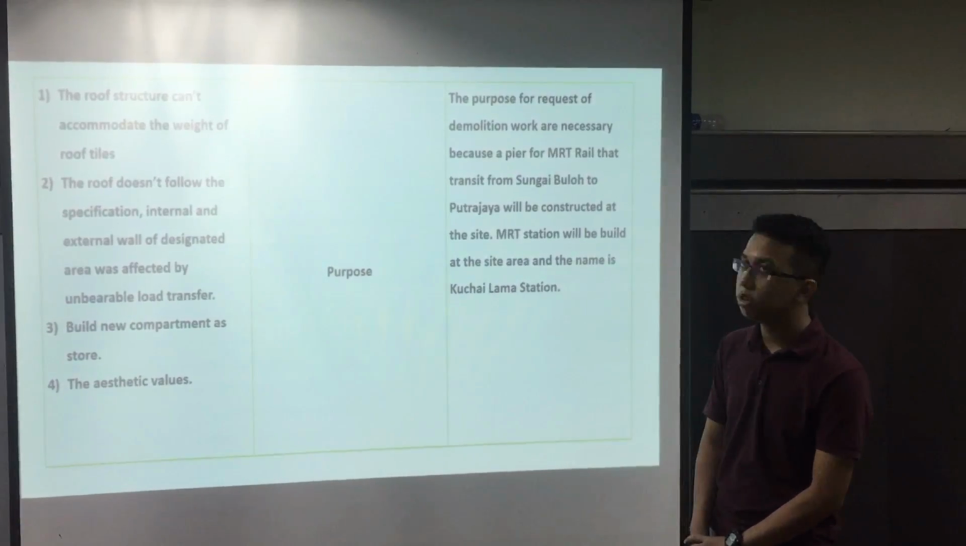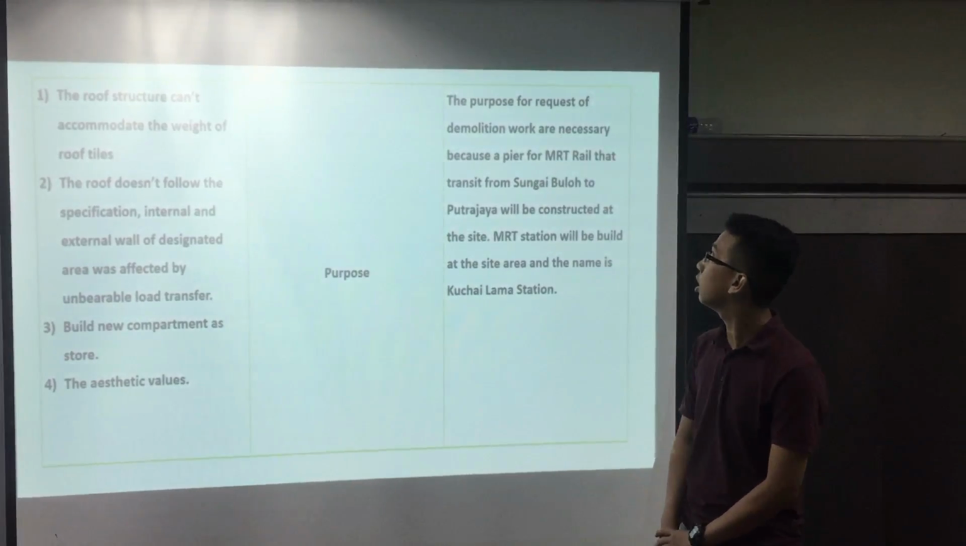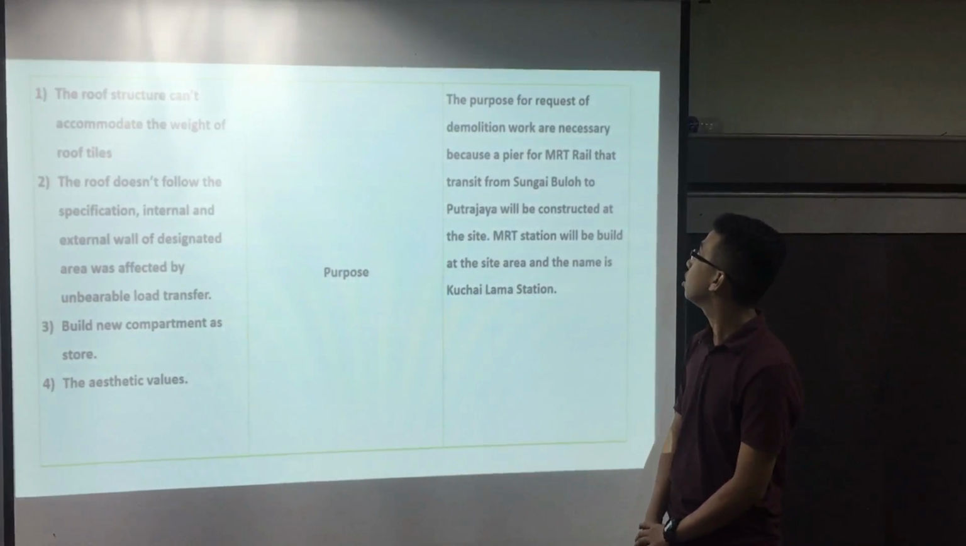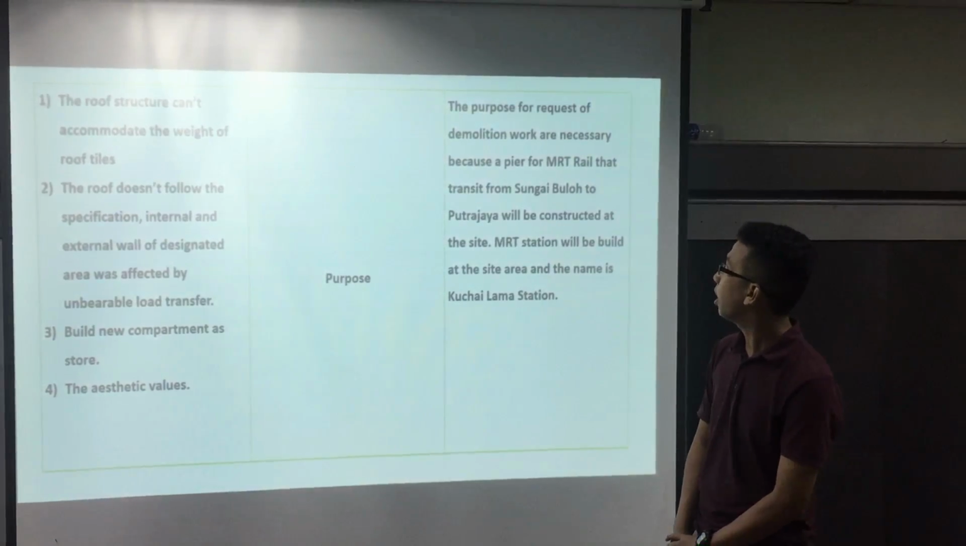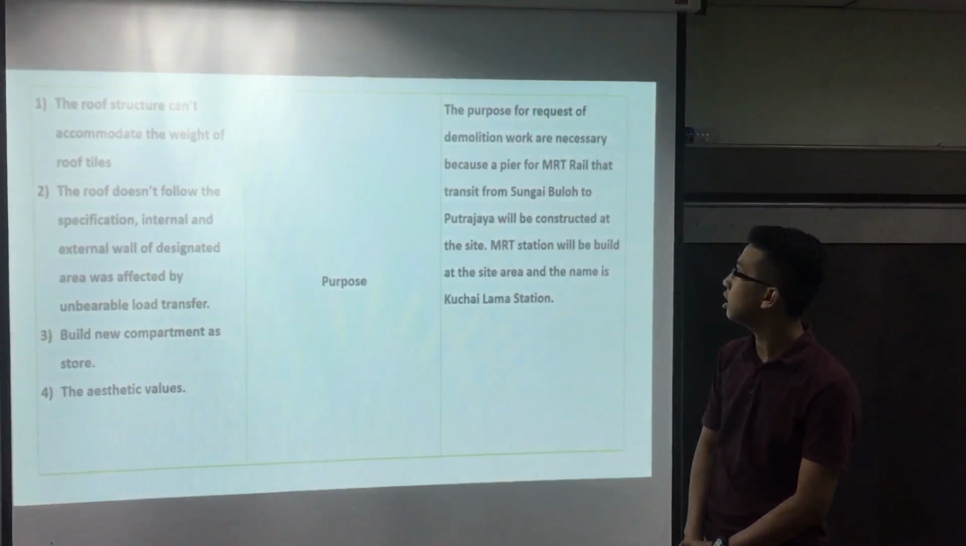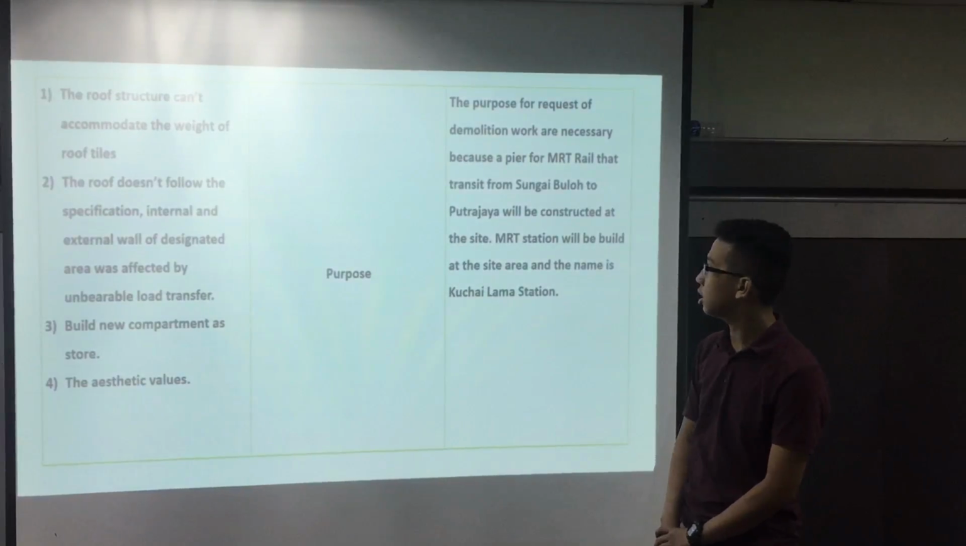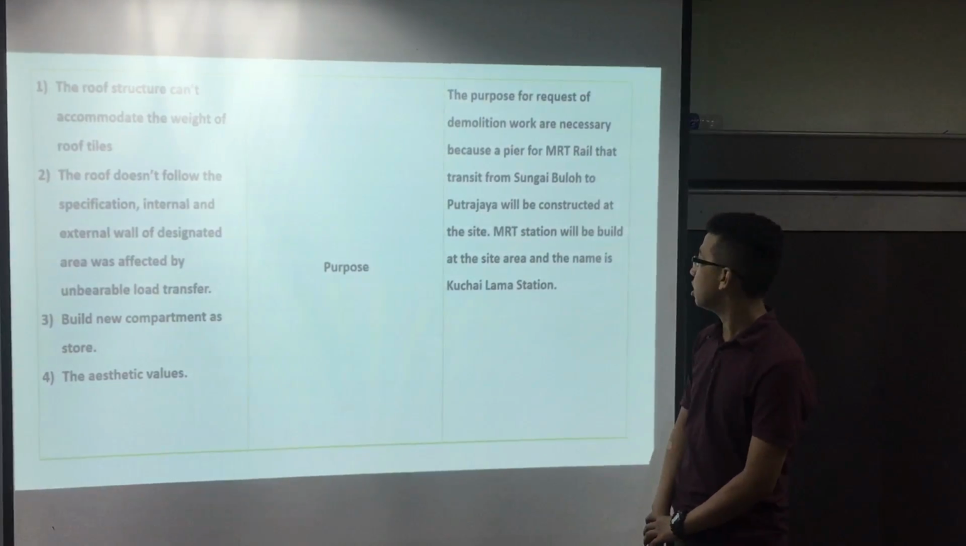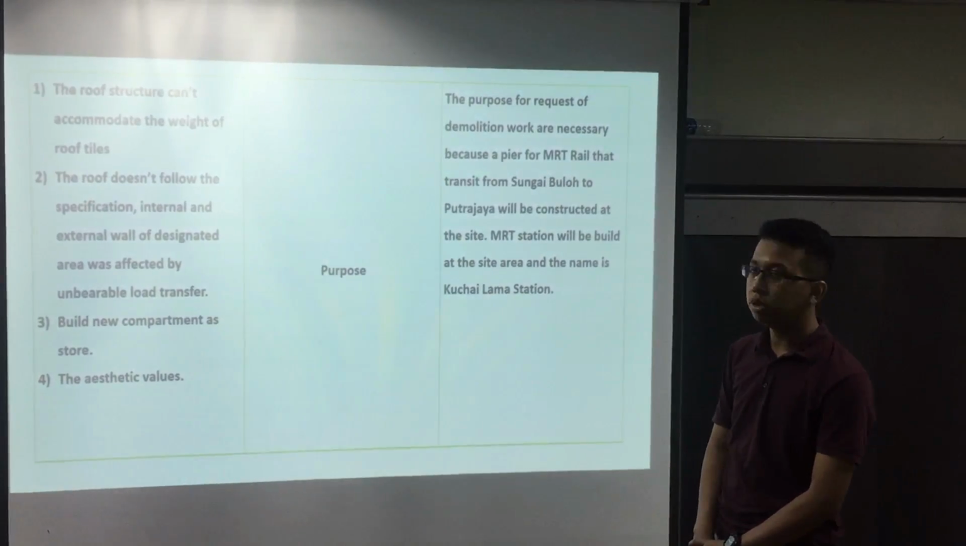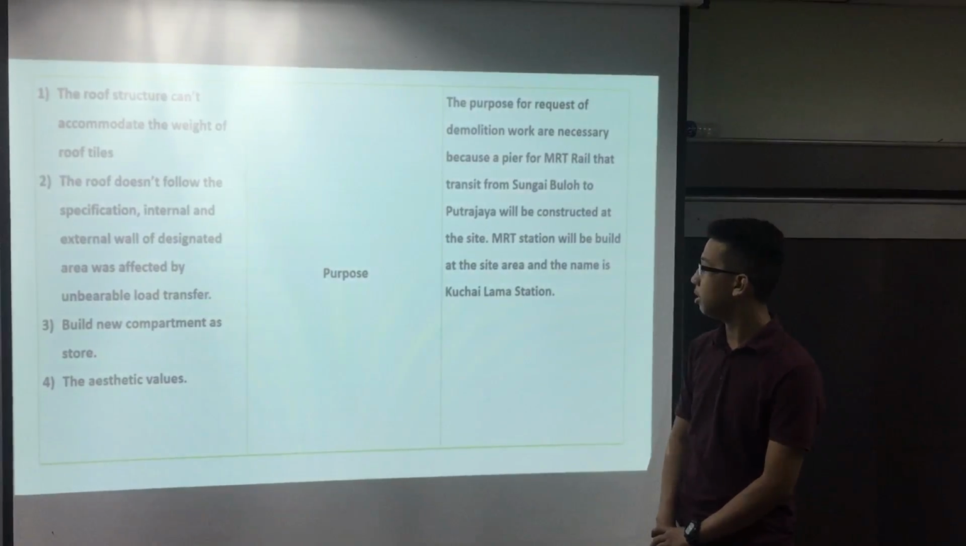While for the Aidil Motor Factory, the purpose of the demolition work is because the MRT rail that transits from Sungai Buloh to Putrajaya will be constructed at the site. An MRT station will be built at the site area, and the name is Kuchai.